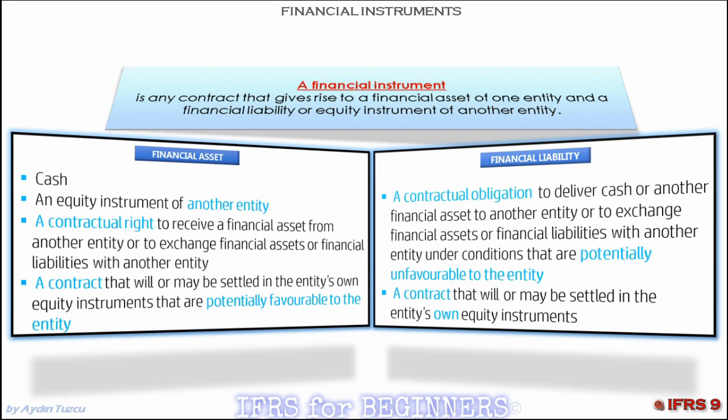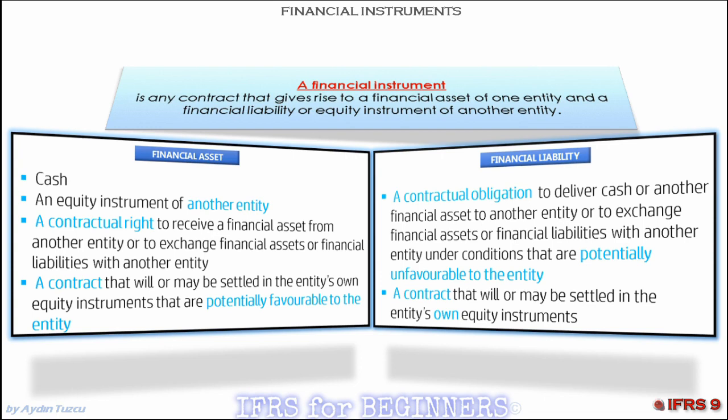A financial liability is any liability that is a contractual obligation to deliver cash or another financial asset to another entity, or to exchange financial assets or financial liabilities with another entity, under conditions that are potentially unfavorable to the entity. This is opposite of what I said about financial assets. There is a negative fair value here.